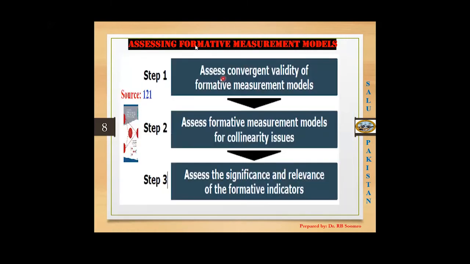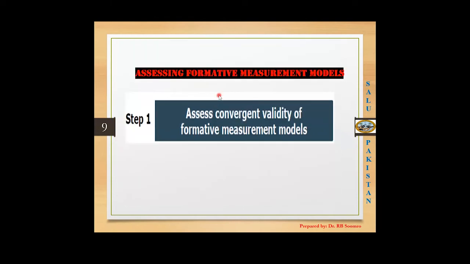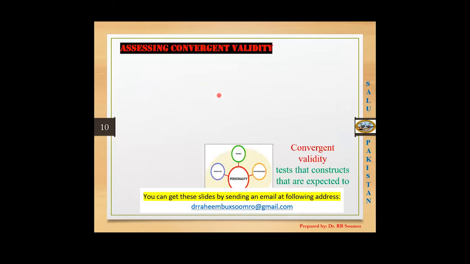Dear viewers, this is the guideline, and there are three steps. Step 1, we have to assess the convergent validity of the formative. Step 2, we have to assess the collinearity issues in the formative latent variable, and lastly we have to understand the significance and relevance of the formative indicators. This graph is an image I have taken from this book, from its page number 121. This is the first step. In the first step, we have to talk about the convergent validity.